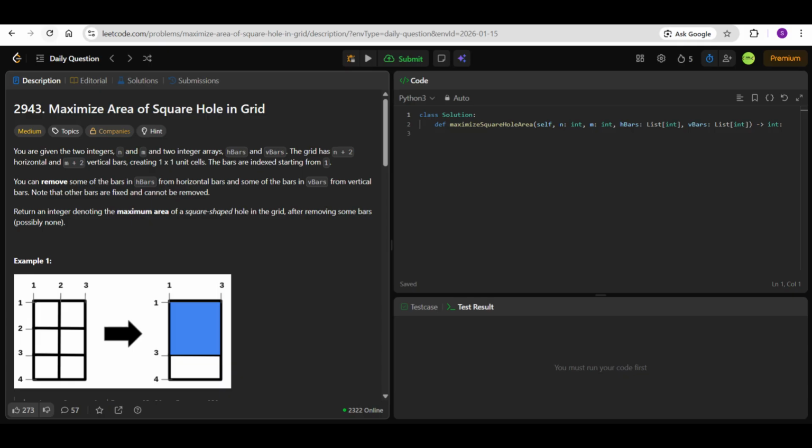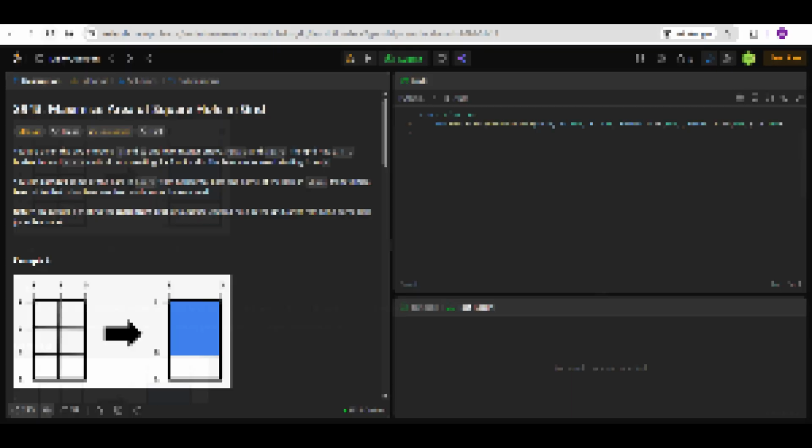Remember, the hole must be perfectly square. Area equals side times side. Key points to keep in mind. You can remove any subset of bars from hBars and vBars. Removed bars allow adjacent cells to merge. The size of the square depends on the longest consecutive removable bars in both directions. That's the full problem statement.